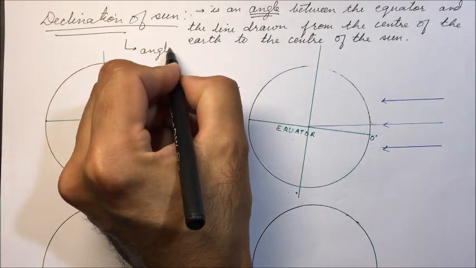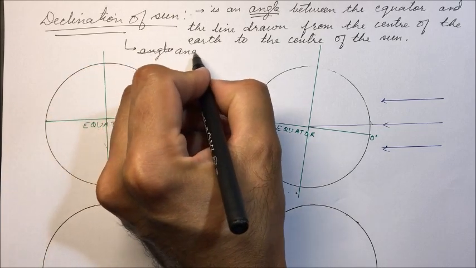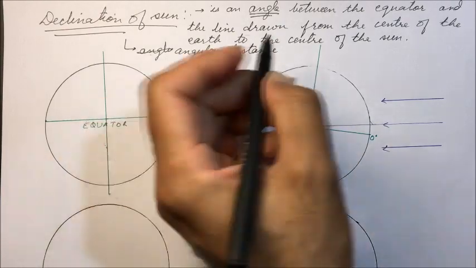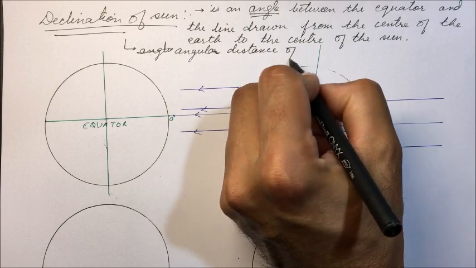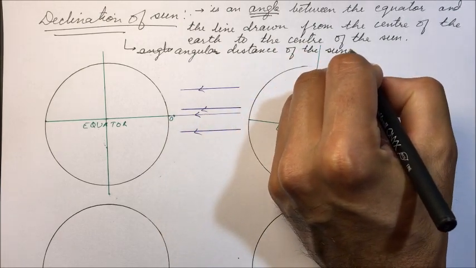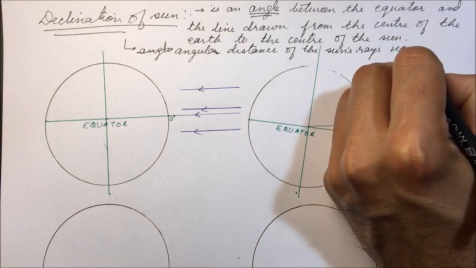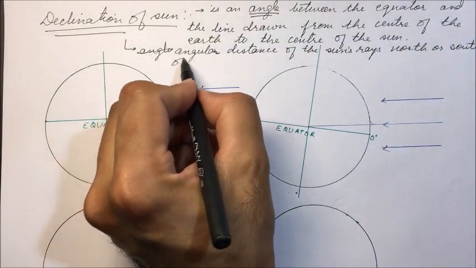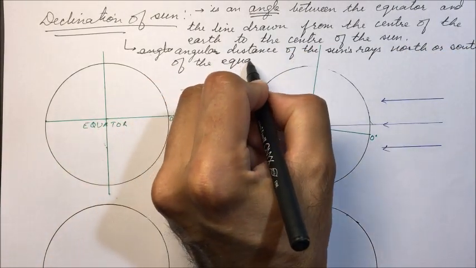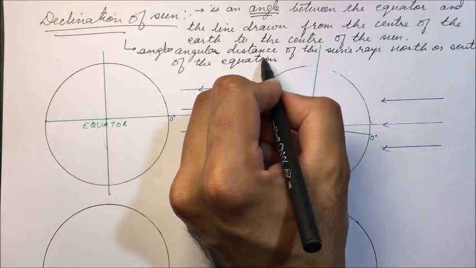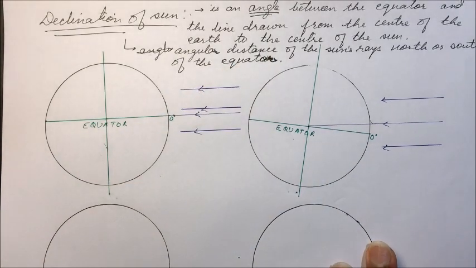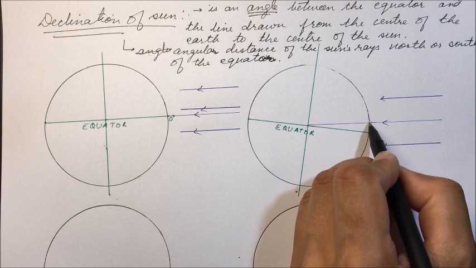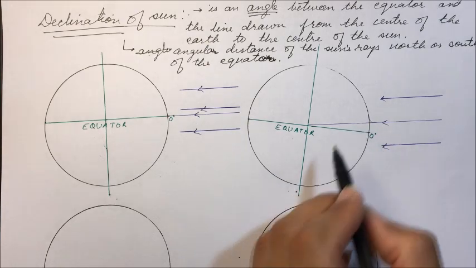Or we can define it as angular distance. Angular distance means the angle. Angular distance of the sun rays, north or south of the equator. So the angle the rays make either towards the north or towards the south of the equator. We'll be discussing that later.